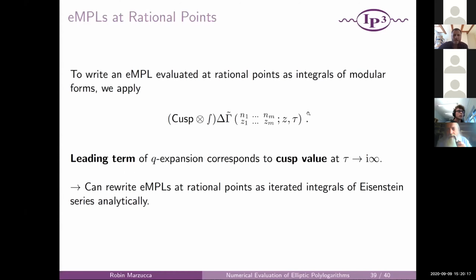And then lastly, I want to go back to this relation between EMPLs at rational points and iterated integrals of modular forms. To write an elliptic multiple polylogarithm at rational points as an integral of modular forms, as I showed you before, you have to apply this map, which computes the cusp value of the first entry, which is an elliptic multiple polylog, and integrates the second one. And of course, the cusp value at i infinity corresponds to the leading term of the Q expansion that we're computing. So that's another, I think, quite useful application of our algorithm.